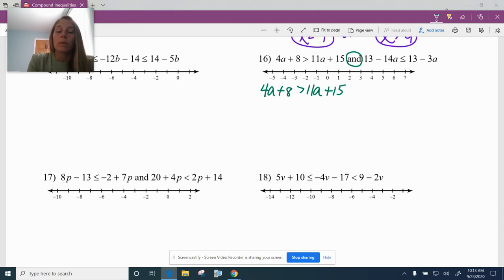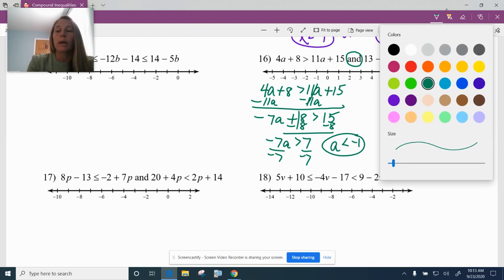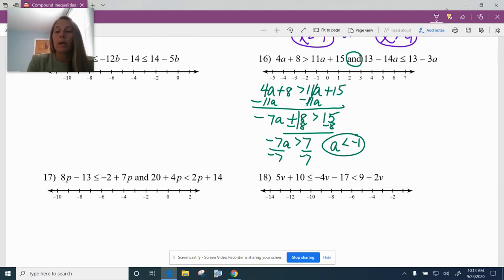So, it's up to you whichever way you want to work it. I'm going to just consistently bring my variables to the left, even if they're negative, because with inequalities, it just helps with the graphing. So this would be -7a plus 8 is greater than 15, minus 8, -7a is greater than 7, divide, and a is, reverse the sign, less than -1. Now when I go to do my other side here, I have 13 minus 14a is less than or equal to 13 minus 3a.